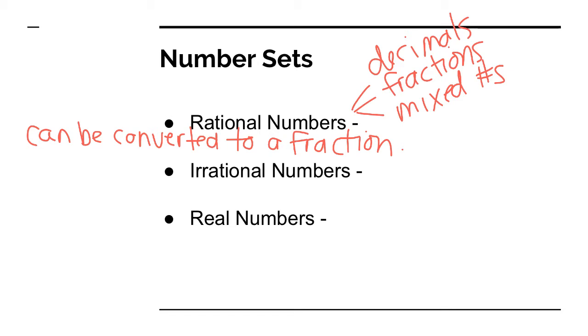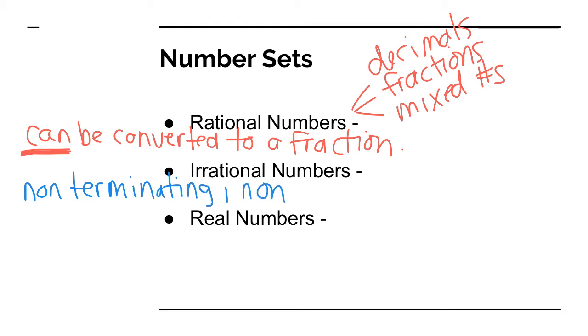So if a rational number can be converted to a fraction, an irrational number cannot. And so these are the numbers that are non-terminating. That means they never stop, and non-repeating. The most famous of which is pi. It never stops, it never repeats, it is irrational. So numbers are either going to be rational or they're going to be irrational. They can never be both.